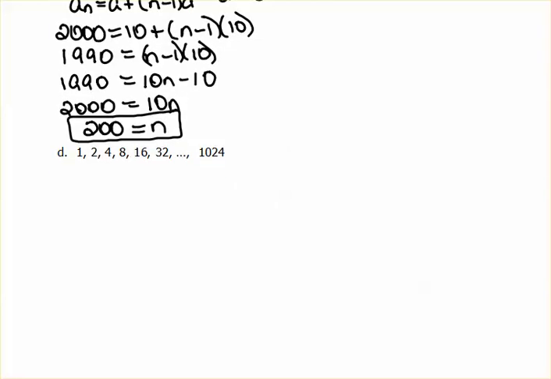All right, and then lastly, here we have 1, 2, 4, 8, 16, 32, on and on and on to 1024. So did you figure out that this was a geometric sequence? It absolutely is. And what are you multiplying by in order to get from term to term to term? It looks like you're multiplying by 2. Absolutely. And we have our a term, so we have everything we need for our formula.